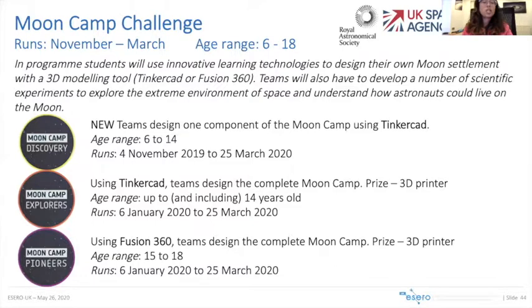The Moon Camp Challenge is designing a moon camp, but using 3D modelling tools. So it's a programming session, and there's different levels depending on age and experience. You need to download some free tools like Tinkercad or Fusion 360, and it's a really nice way of getting coding and programming into school. A nice free session. And if you do it, again, you don't have to do it as part of a competition, but if you do, there are some great prizes, for example 3D printers, and these run every year. This session runs every year as well.